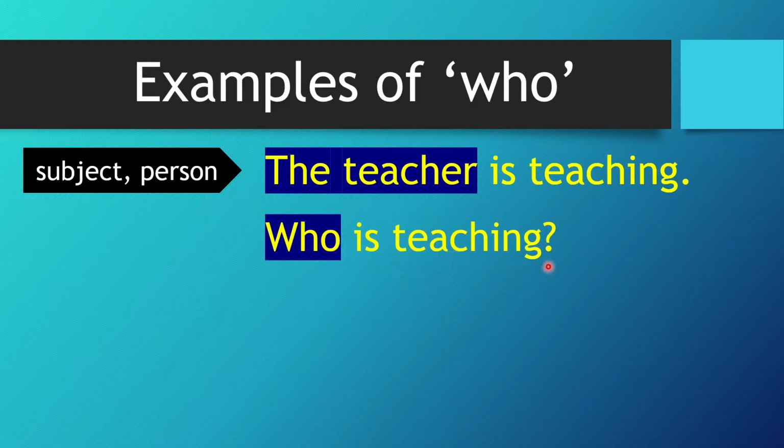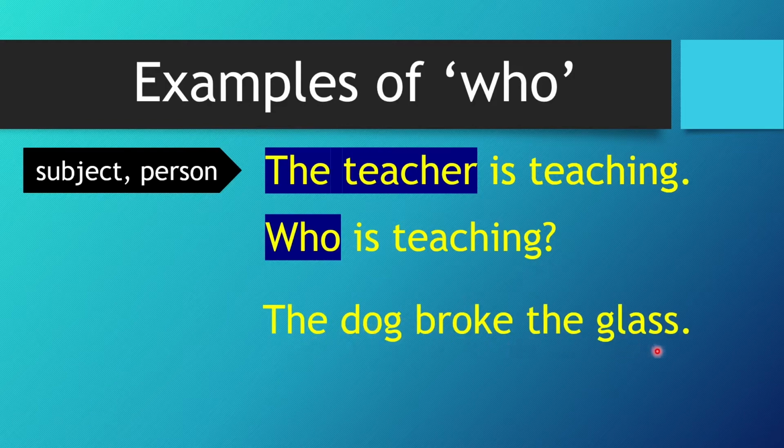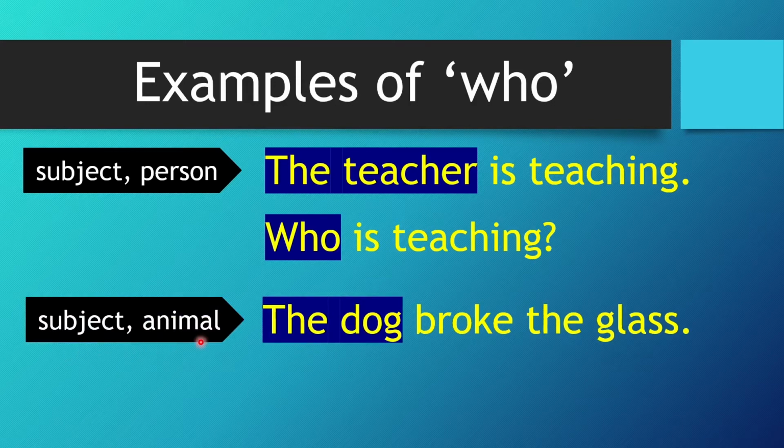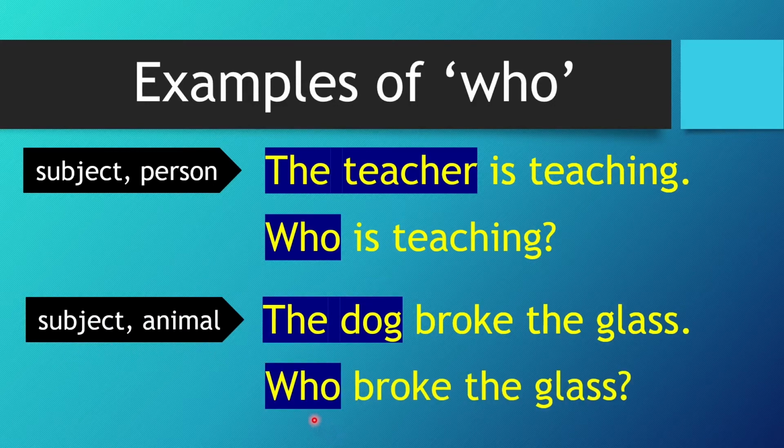Let me give you another example. The dog broke the glass. Here, who broke? The dog. So the dog is the subject and the dog is an animal. So we are writing who broke the glass. In place of the dog, we are writing who because the dog did the activity in the sentence. After that, the verb will come and the past form of the verb broke is given. So we are writing broke. And the rest of the part of the sentence, that means the object. Here the object is the glass. So the sentence is becoming who broke the glass. And at the end, of course, there will be question mark.